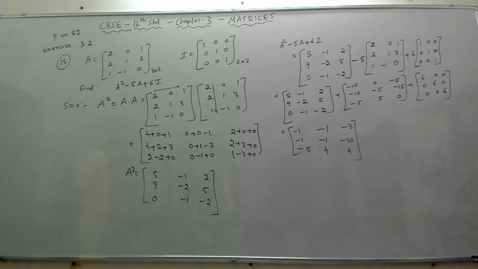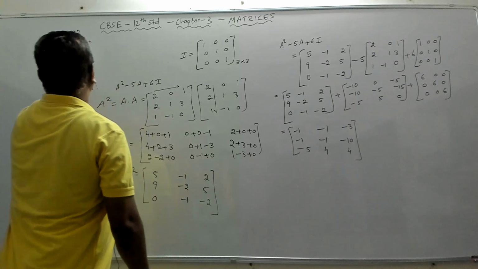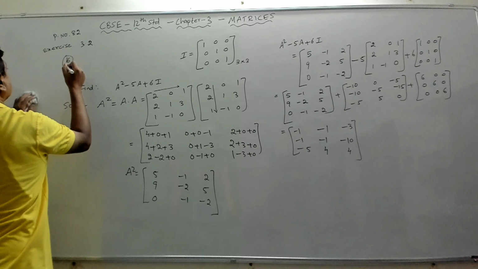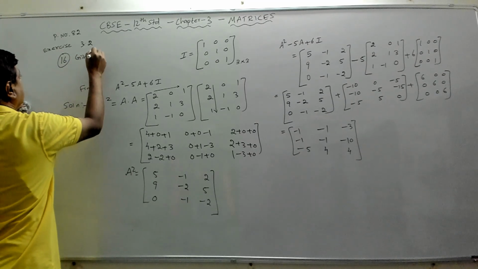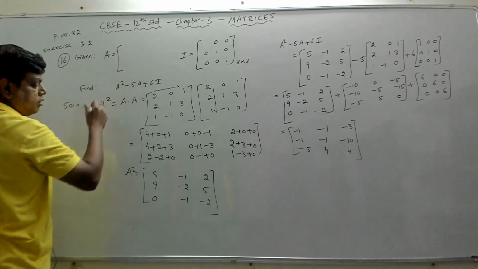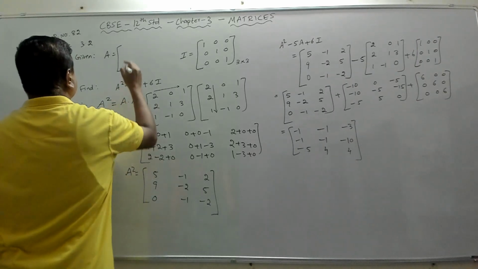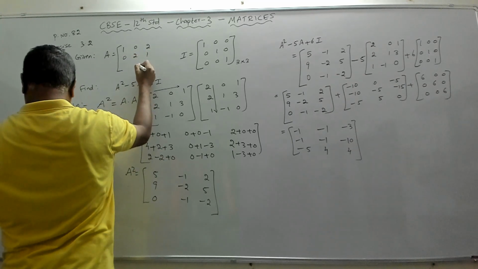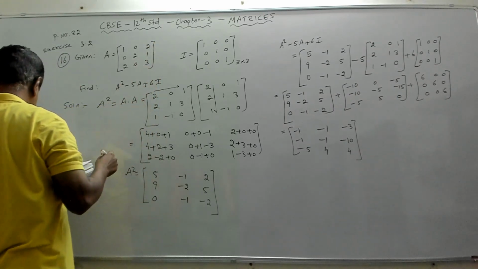I'll go to the next problem, which is the 16th problem. Erasing this. 3.2, 16th problem. So what is given? A matrix is given. A is given as 102, 021, 203. This is your A matrix.